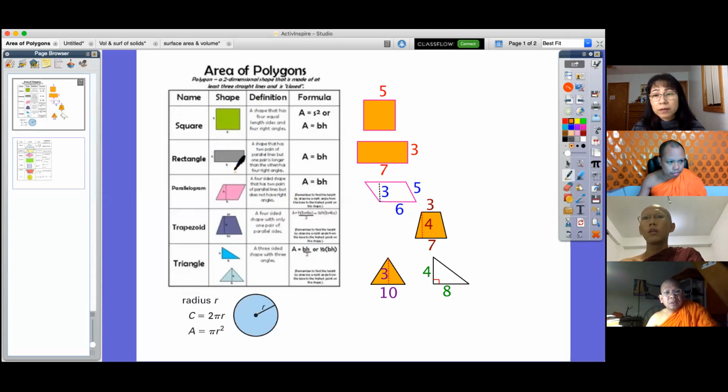Rectangle. Parallelogram. Trapezoid. Triangle. Circle.